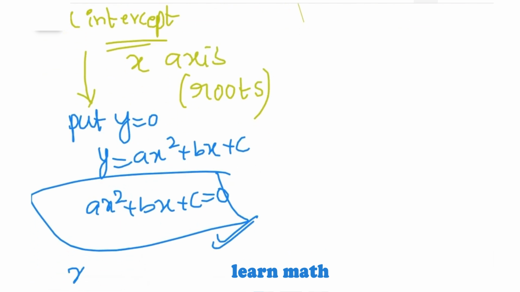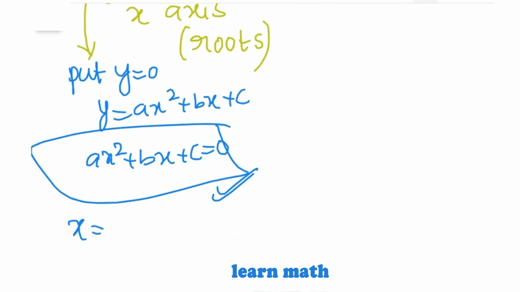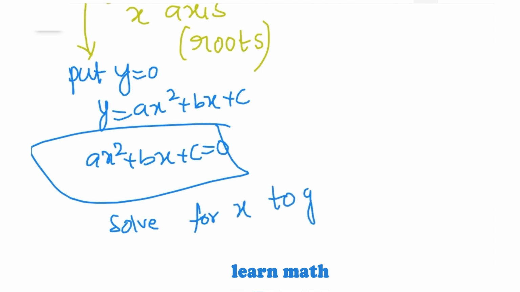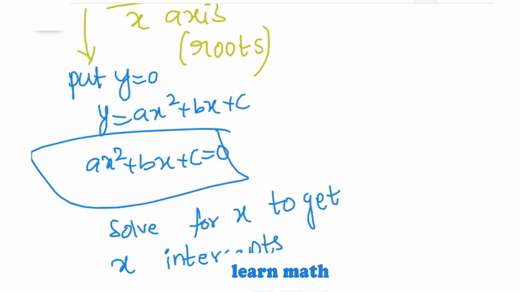So the roots are x is equal to the formula, minus b and so on. If you solve for x using the factored form or whatever, you get the x-intercept. That is the concept.